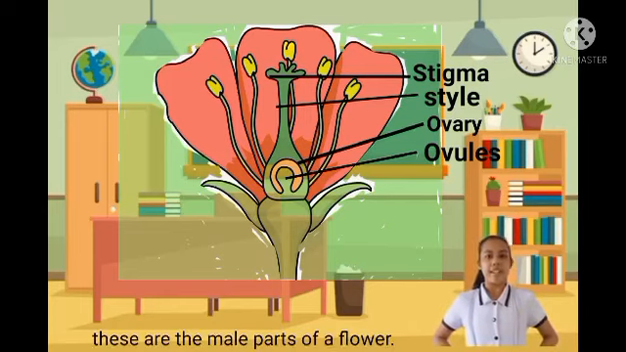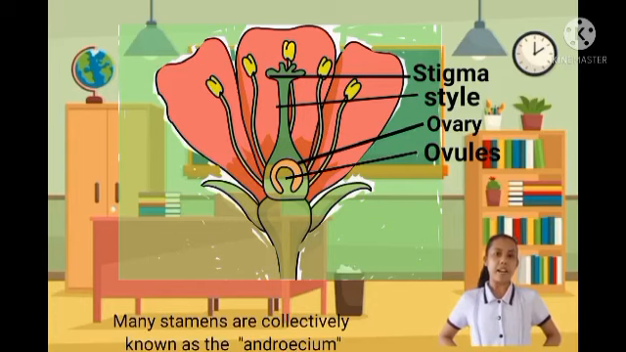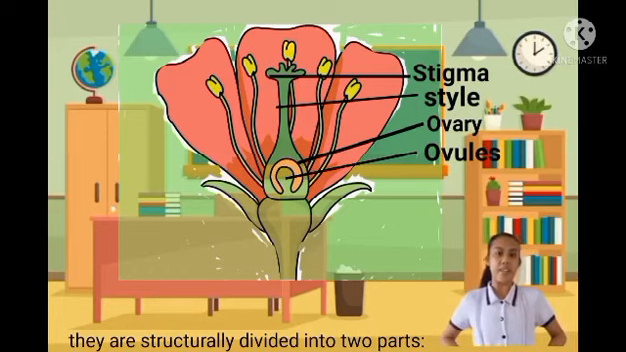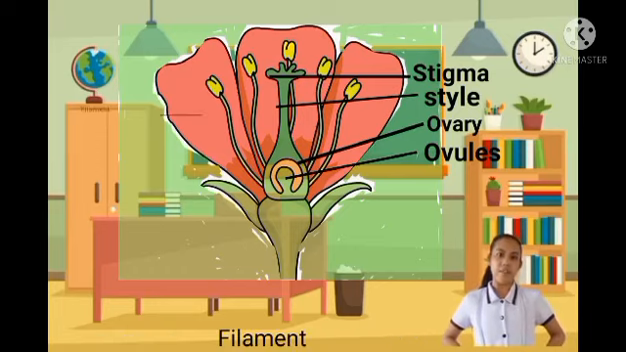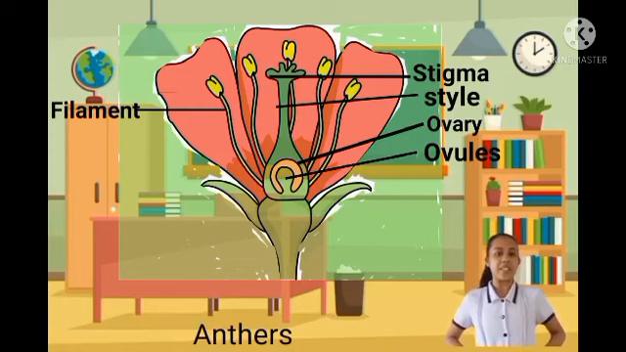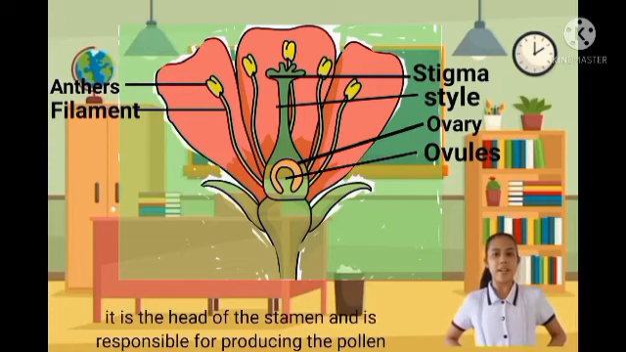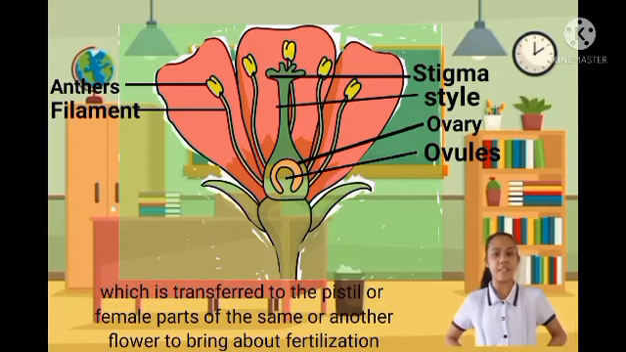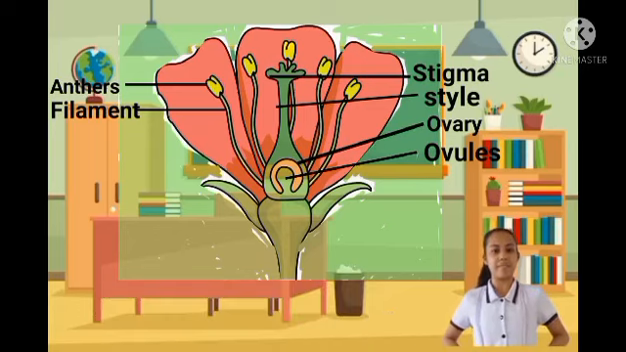Stamens. They are the male part of the flower. Many stamens are collectively known as the androecium. They are structurally divided into two parts. Filaments. The part that is long and slender and attached to the flower. Anthers. It is the head of the stamen and is responsible for producing the pollen, which is transferred to the pistil or female part of the same or another flower to bring about fertilization.